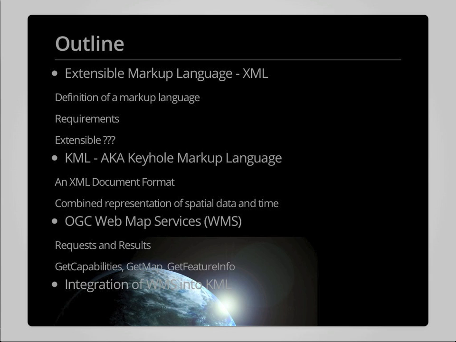We will then have a discussion of KML itself as an XML document format and as it relates to the representation of spatial data. And we'll finish with a discussion of the Open Geospatial Consortium Web Map Services model in terms of both requests and the responses to those requests, with the key focus being on the core web map service model with the GetCapabilities, GetMap, and GetFeatureInfo requests.